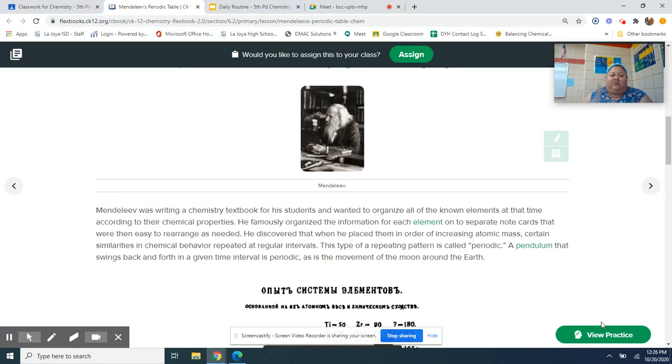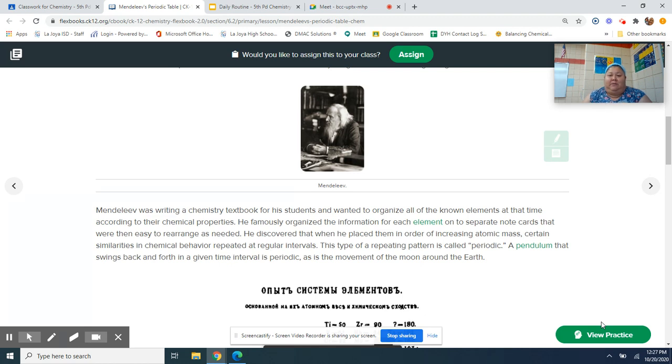He discovered that when he placed them in order of increasing atomic mass, there were certain similarities in the chemical properties of some of these elements. Okay, and they repeated at regular intervals. And this type of regular interval or repeating pattern is known as periodic.